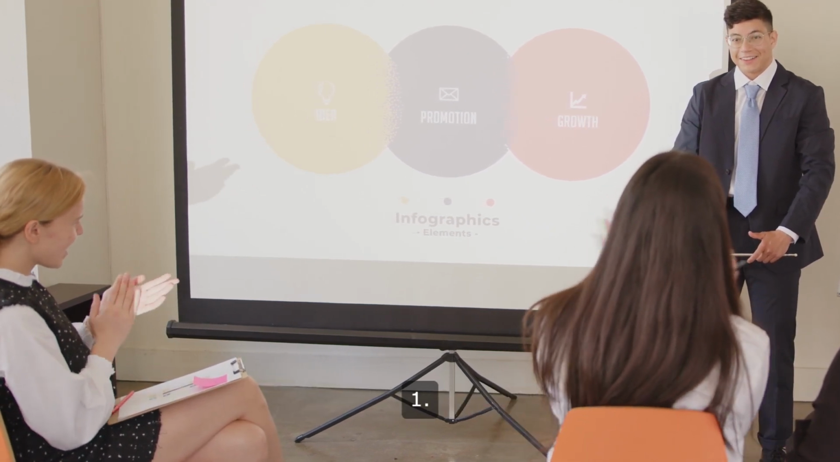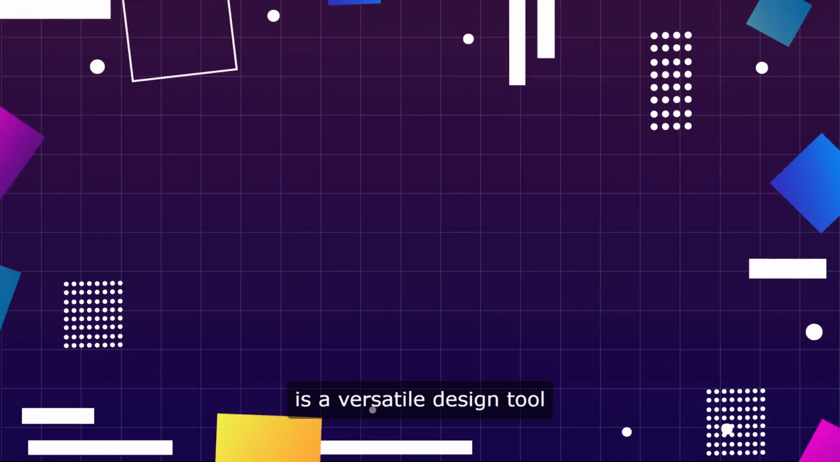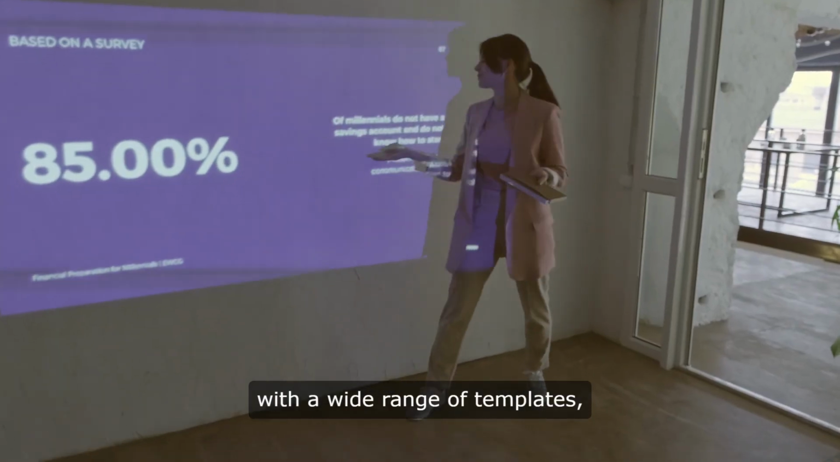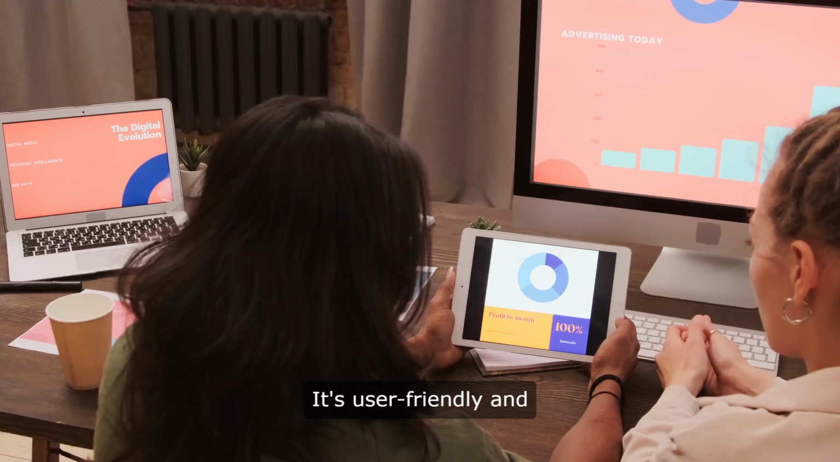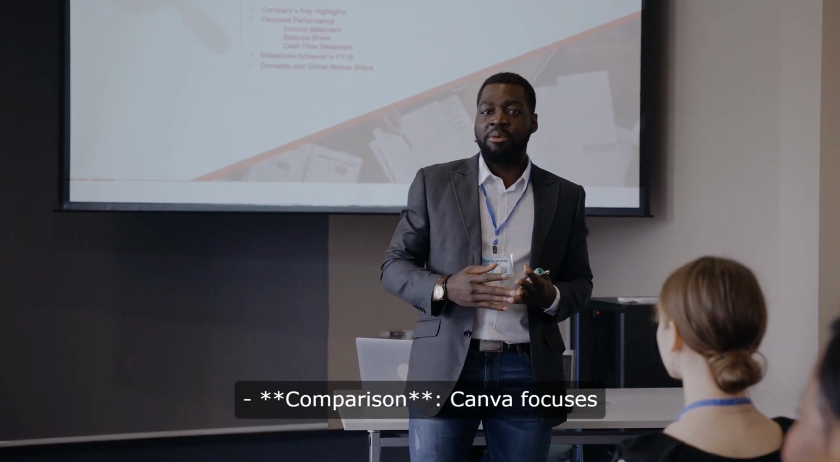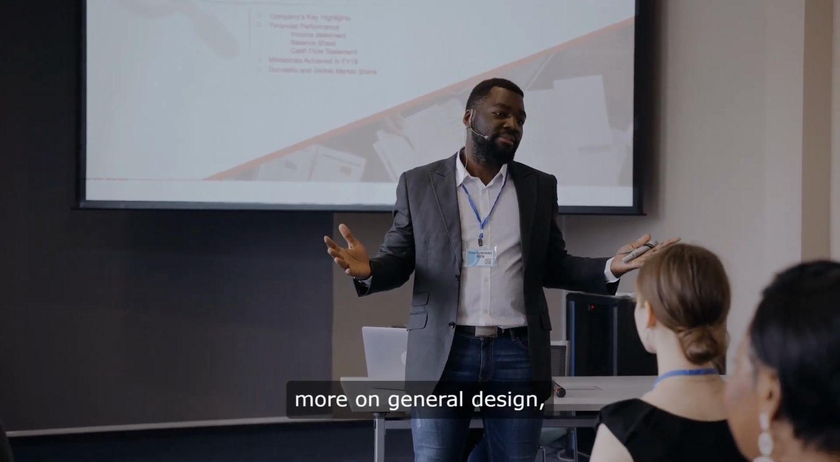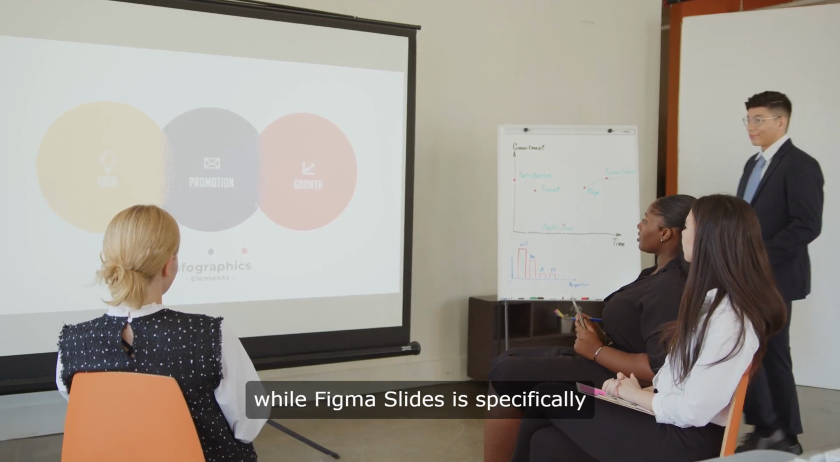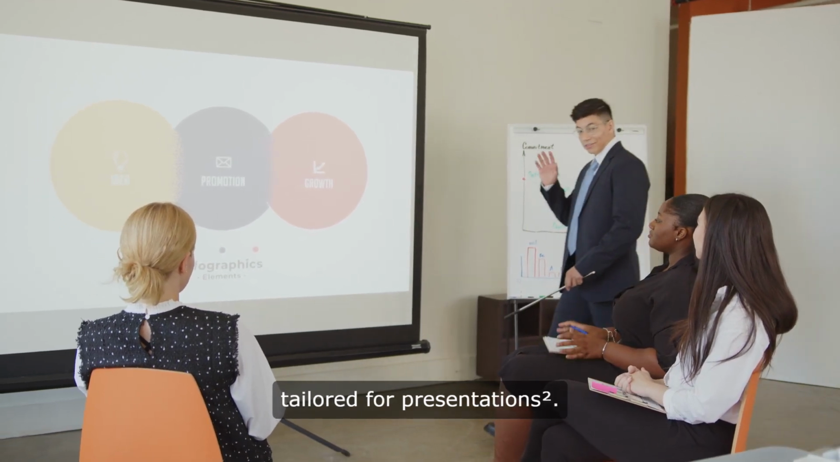1. Canva strengths. Canva is a versatile design tool with a wide range of templates, including presentations. It's user-friendly and great for non-designers. Comparison. Canva focuses more on general design, while Figma Slides is specifically tailored for presentations.